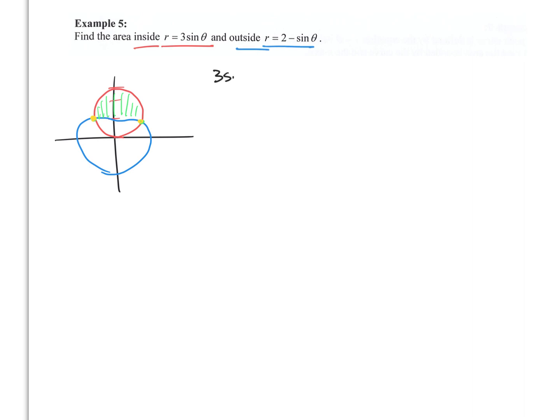So now we're going to say 3 sine theta is equal to 2 minus sine theta. So let's shift some things around. I personally would add sine over and then divide by 4. And so sine theta is equal to how much? 1/2. And so on our unit circle, when is sine theta equal to 1/2? At pi over 6 and at 5 pi over 6.